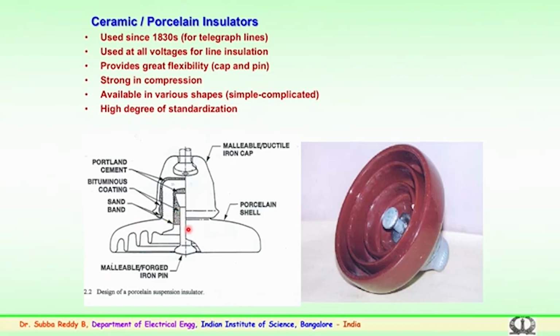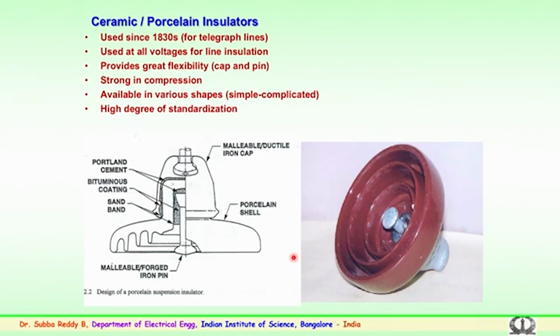So, you have initially a sand band, particularly here, to fix the pin and also to fix the cap. A sand band is coated and fixed to the surface of the porcelain disc. Later on, with the help of the Portland cement, both the pin and the cap of the insulator are fixed, leaving a small cushioning here in the insulator. So, this is how the ceramic insulator is designed for the transmission system.